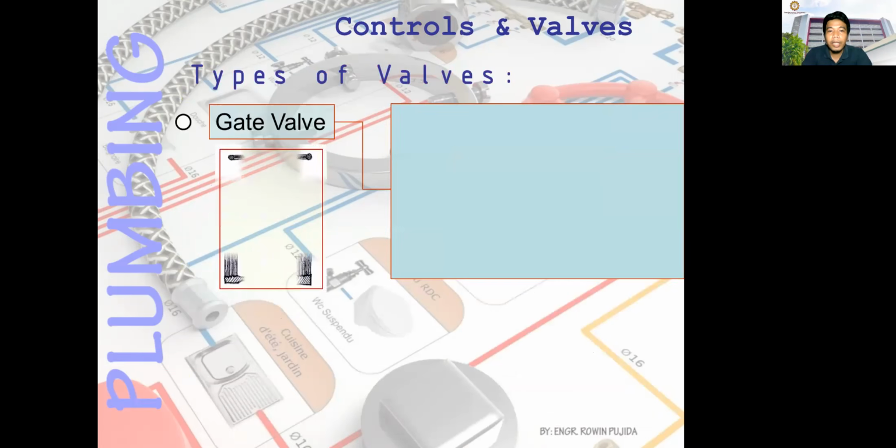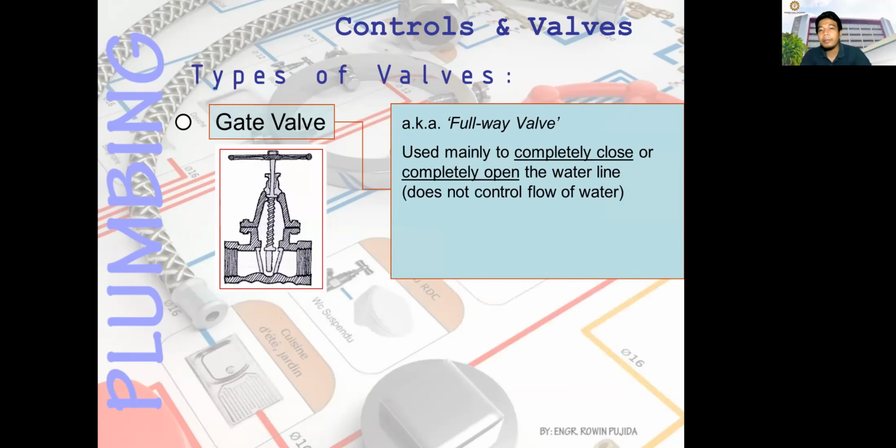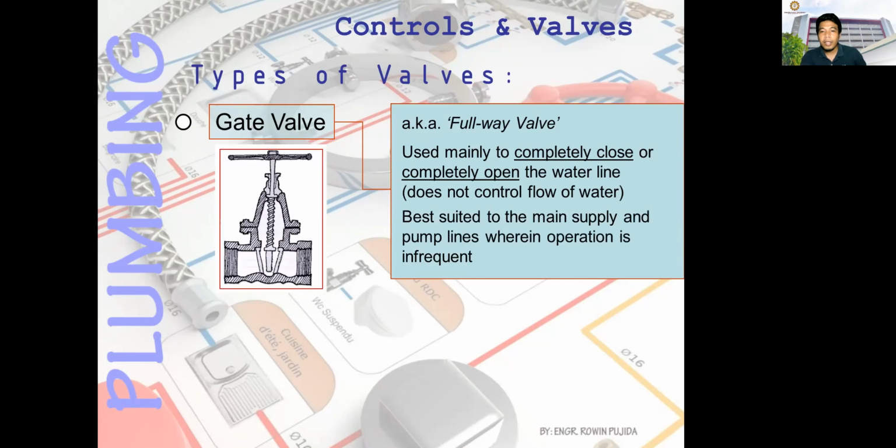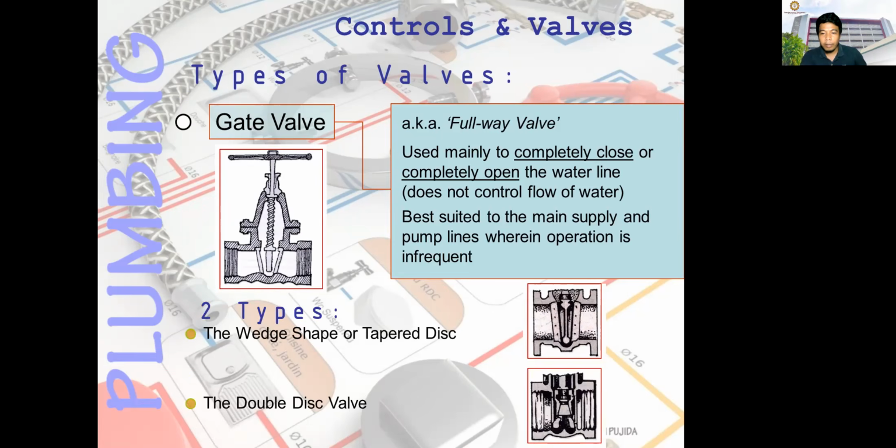So the types of valves: you have the gate valve, or what we call the full-way valve. This is used mainly to completely close or completely open the water line and does not control the flow of water. Also, this is used in our water meter area. It is best suited to the main supply and pump lines wherein operation is infrequent. There are 2 types of gate valve, the wedge shape or tapered disc and the double disc valve.